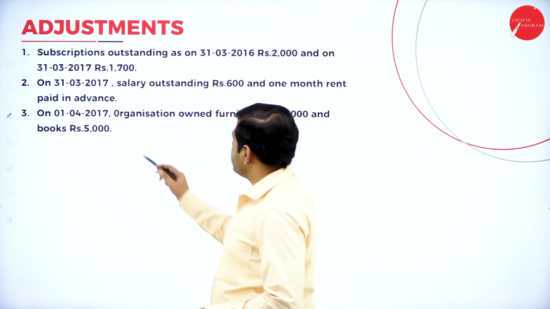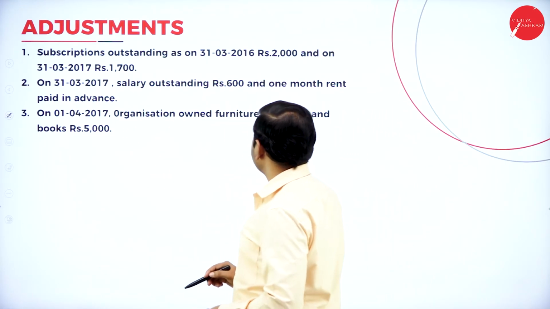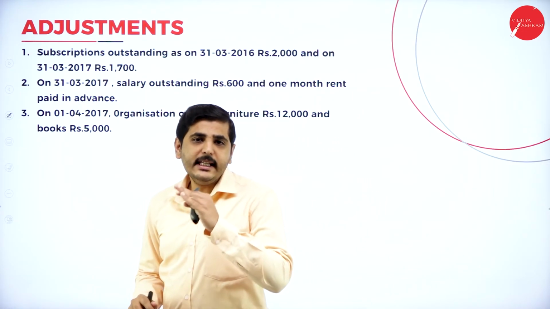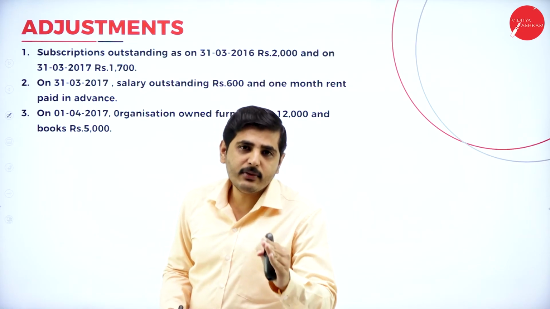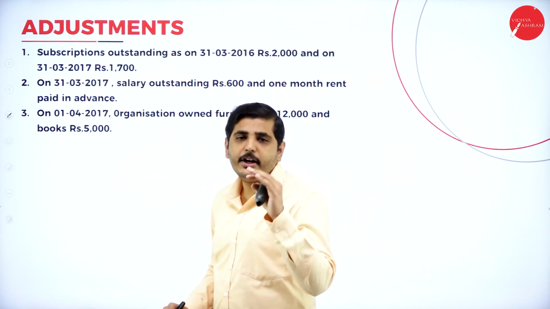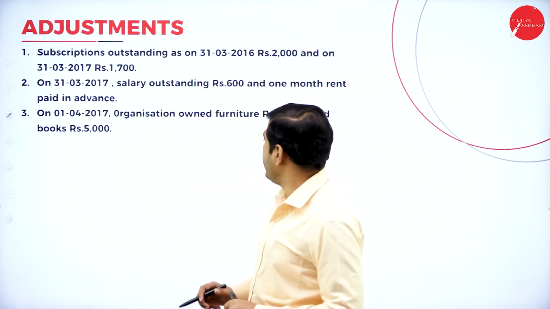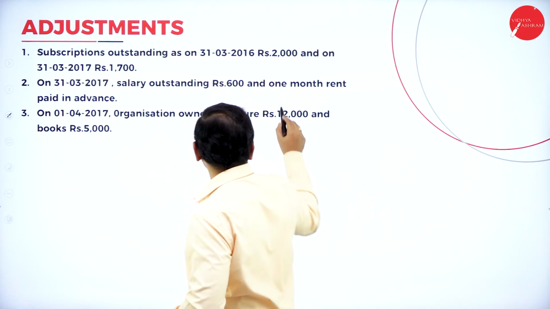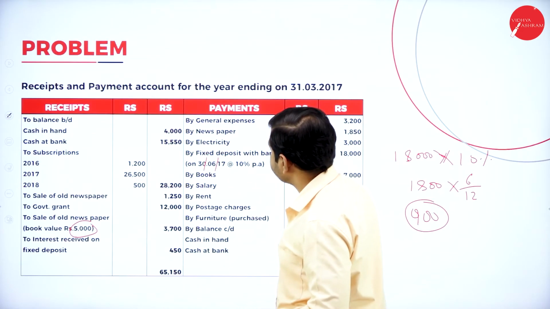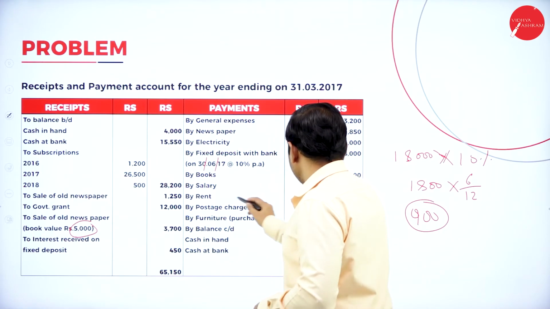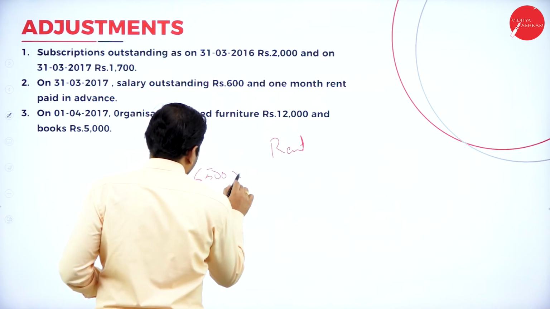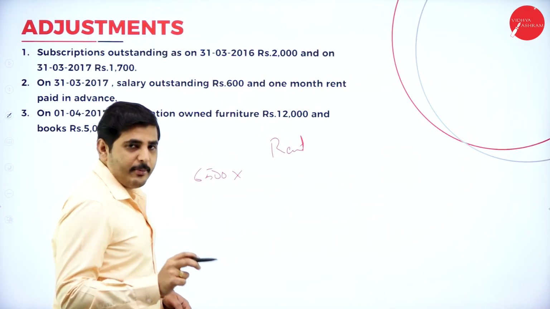Now 31st 3 2017, salary outstanding 600 and 1 month rent paid in advance. See, already I told, any expenses paid in advance we should deduct in the income and expenditure account, and it should be shown in the asset side of the balance sheet. See here, 1 month rent is, so what is the rent? Rent paid is 6,500.